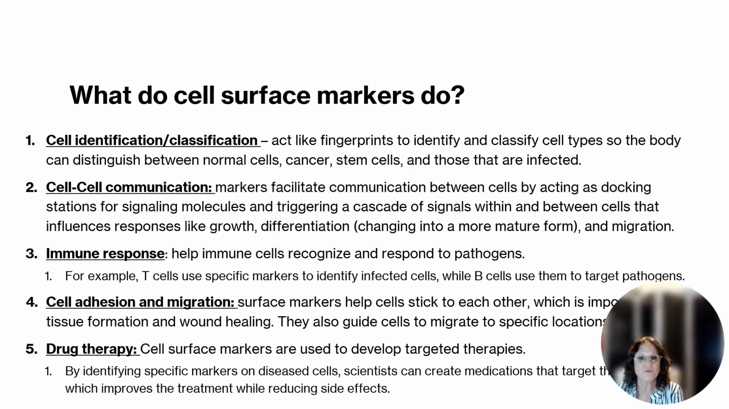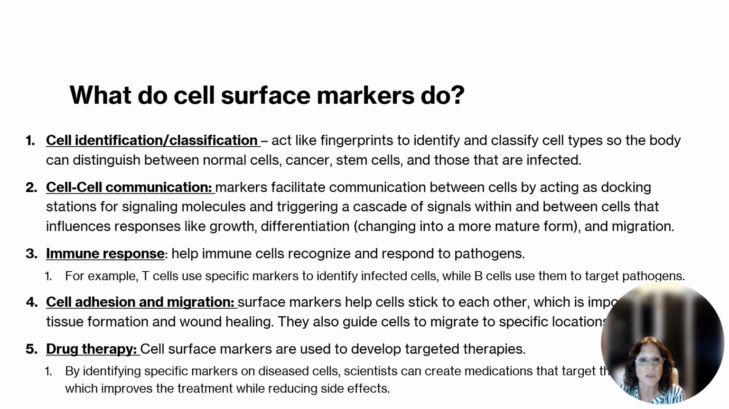So what do those cell surface markers do? Well, 5 different things right here. Cell identification and classification. Basically the cell surface marker acts like a fingerprint and identifies and classifies the cell types so that the body can distinguish between a normal cell, a cancer cell, a stem cell, or an infected cell, because the body is going to react to things like, hopefully, cancer, not always, and infected cells to try to remove them. It's going to respond to stem cells to try to get them to change into the type of cell that is needed, and it's going to respond to normal cells to make them function the way that they're supposed to.